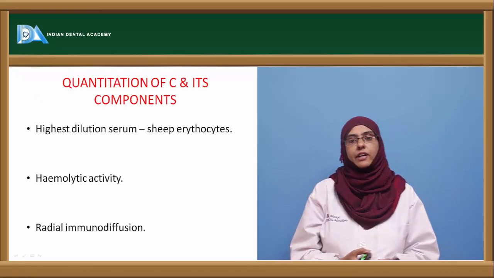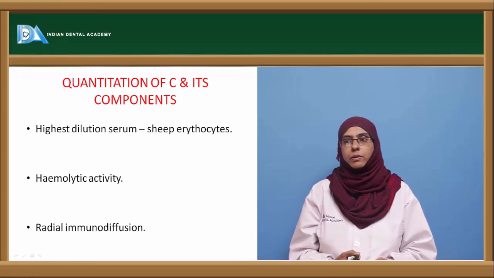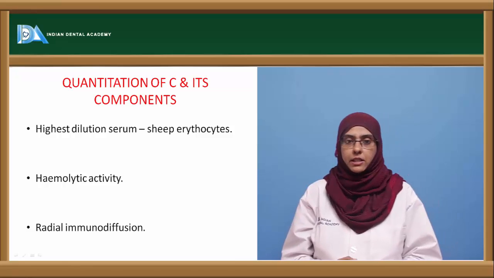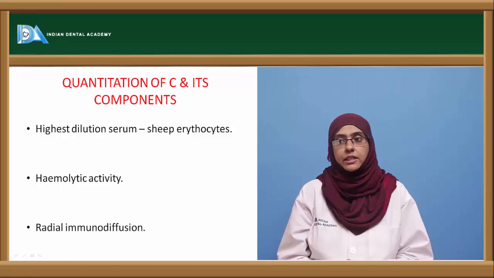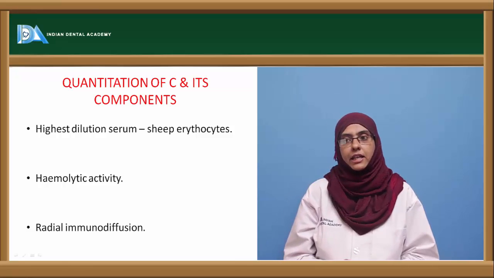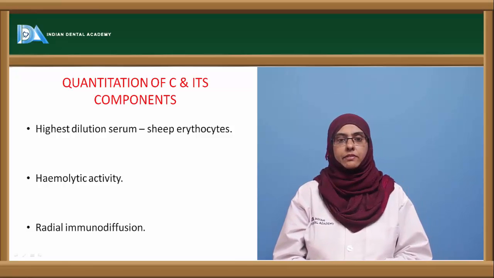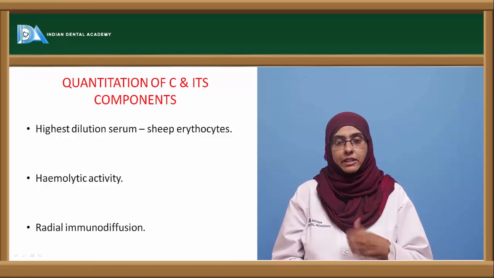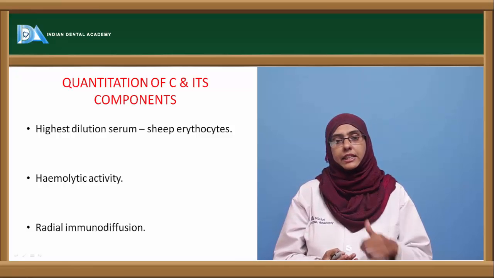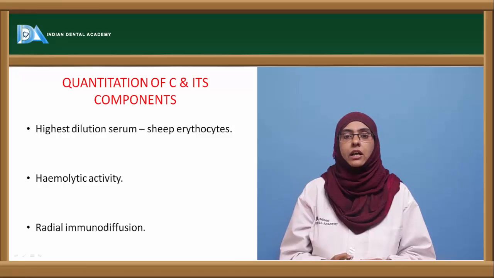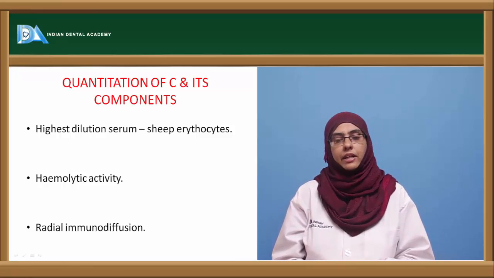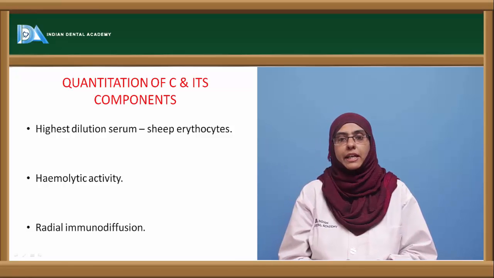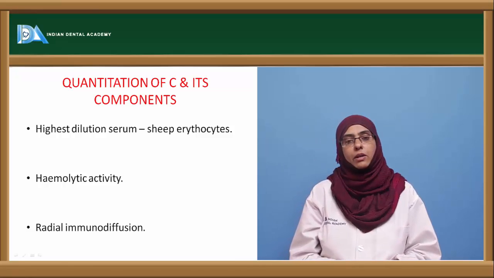Now how do you quantify the presence of the complements and their components in the serum? Because they are usually in inactive form, they are activated upon antigenic challenge, and they can be seen in a higher dilution of serum when injected with sheep erythrocytes. So whenever there is an antigenic challenge, there is an increase in the production of these complement proteins that can be easily identified. The next way to identify is by the hemolytic activity, whether there is hemolysis taking place or not.